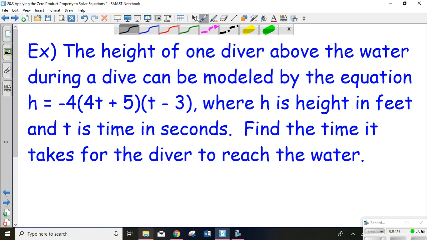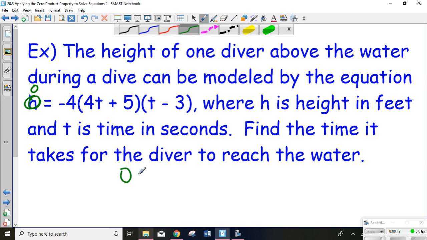The last one is just kind of a word problem that says the height of one diver above the water during a dive can be modeled by the equation. So they gave us the equation where h is the height in feet and t is time. Find the time it takes for the diver to reach the water. Well, first of all, if the diver's hitting the water, that is a height. If it's height in feet, if he's hitting the water, that's a height of 0. So that means I'm just going to take here my height, and it's just going to become a 0.